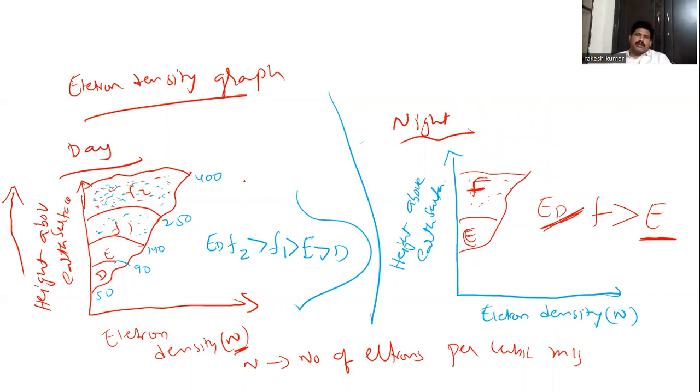So this is a very, very important graph which gives the information regarding electron density, or the number of electrons per cubic meter, present in the ionosphere during daytime and night time. No doubt in daytime, the F2 layer will have more electron density when compared to F1, E and D. Now let us study one by one. Let us study the first layer, the D layer.